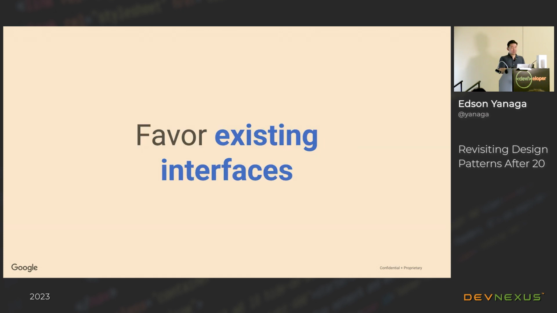And also the last one, favor existing interfaces from Effective Java. So instead of creating your own interfaces every time, I know you want to give more semantics, you want to give a meaning to the particular interface that you're using. But since Java 8, we have, I believe, almost 40 new functional interfaces in the JDK. You don't need to add another one that is doing exactly the same thing.